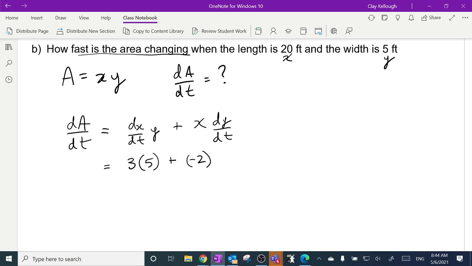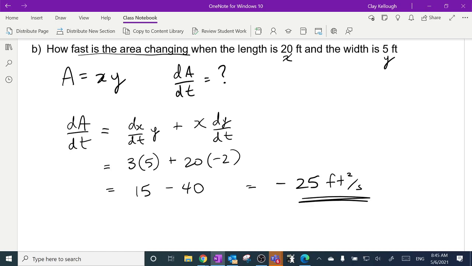Oh, actually, I should put the other number first, maybe. The x number here is 20. And the derivative of y, the actual width, is getting smaller at 2 feet per second. So notice I'm going to get 15 minus 40, which is negative 25. And this is feet squared per second. Okay, any questions on how I did that one?